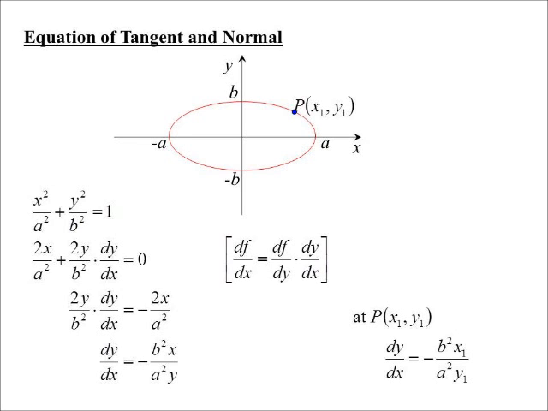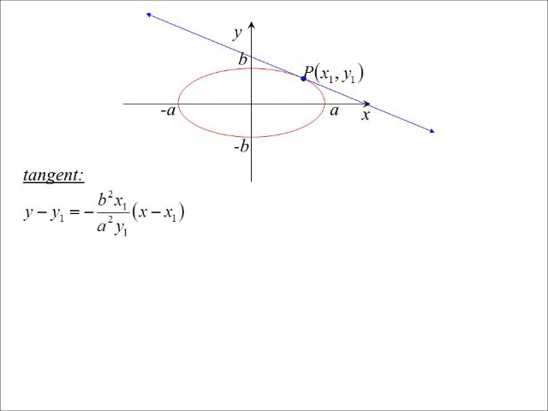Random point x1, y1. So I'm just using Cartesian coordinates to start off with. So obviously the slope becomes minus b squared x1 on a squared y1. All right, so there's our point x1, y1. So the tangent, point slope formula, y minus y1, etc., etc.